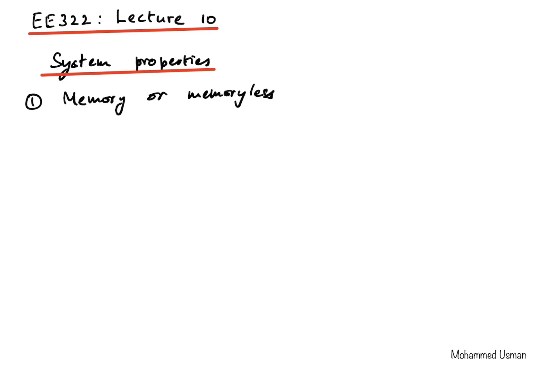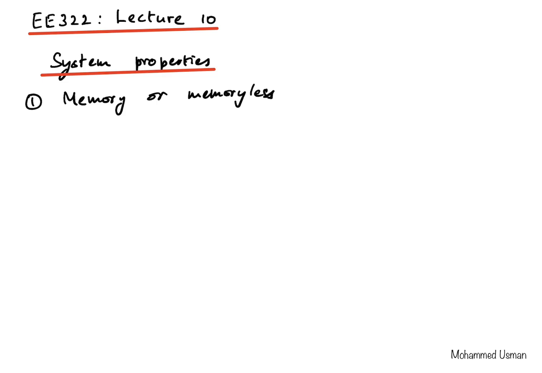A system with memory is a system whose output depends not just on the current input but also on the previous inputs. A memoryless system does not depend on the previous inputs. The output of a memoryless system depends only on the current input value.